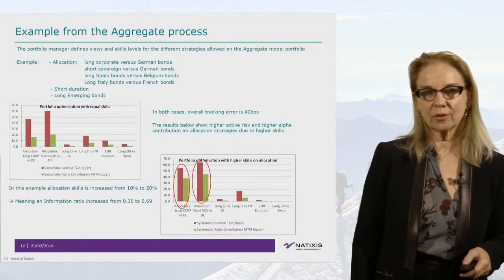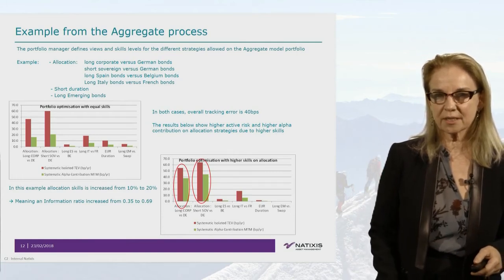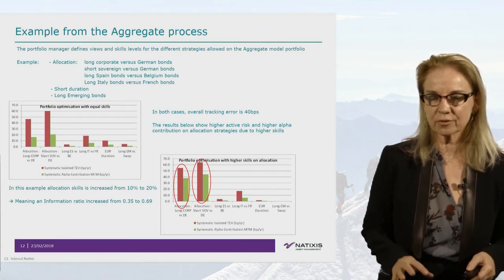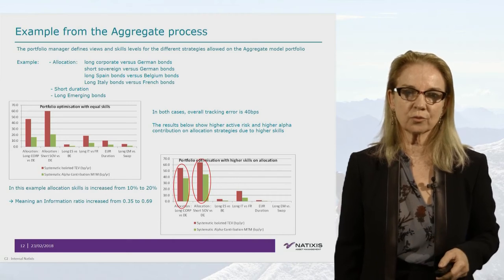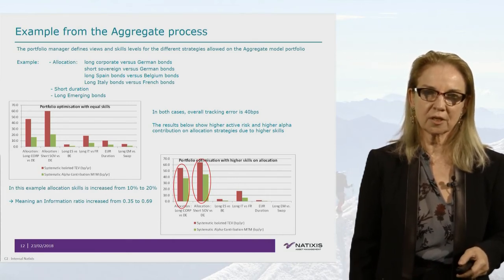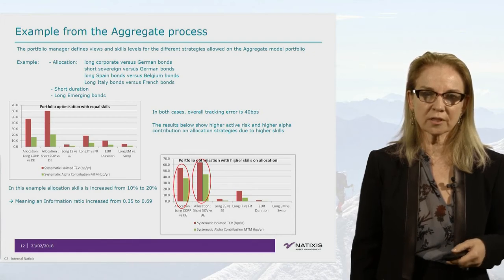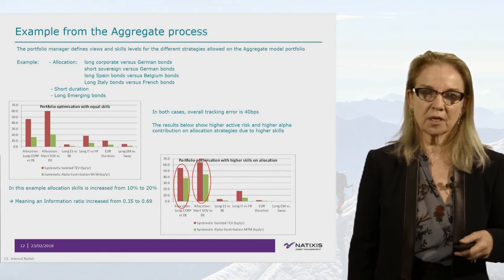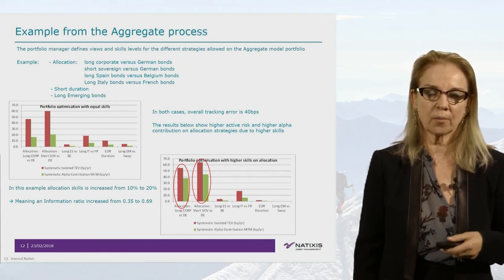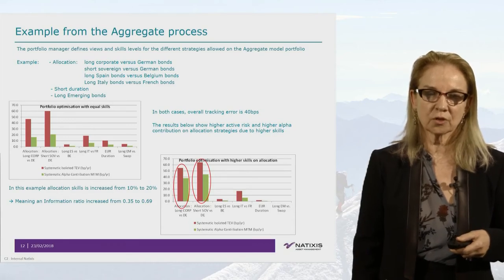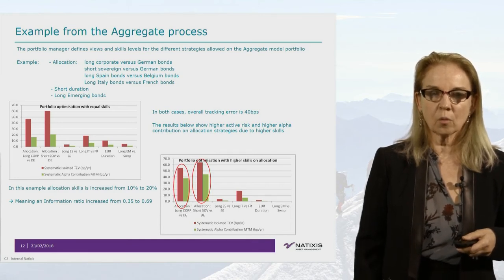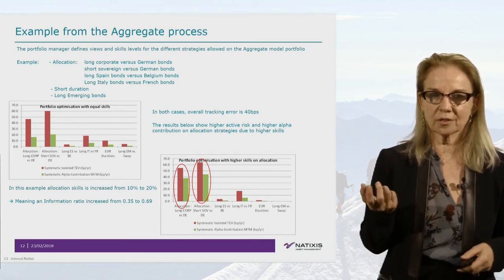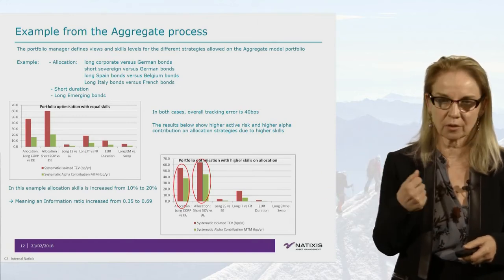Okay, I will give you an example of what we call the aggregate process. Aggregate means that you have an investment universe with interest rates and credits. In this example, the portfolio manager defines views for the different strategies. For instance, he has views on allocation. He wants to be long corporate versus German bonds, short sovereign versus German bonds, long Spain bonds versus Belgium and long Italy versus French. These are the allocation views, but he also wants to be short duration and long emerging bonds. Why is emerging bond not allocation? Because emerging bond doesn't belong to the benchmark, so it's a diversification strategy.